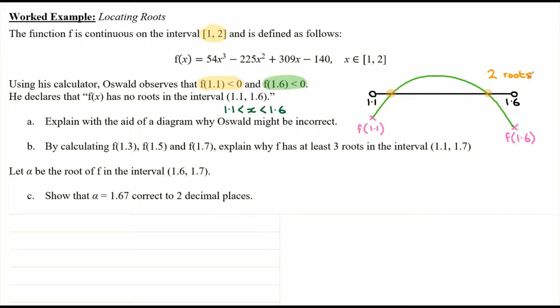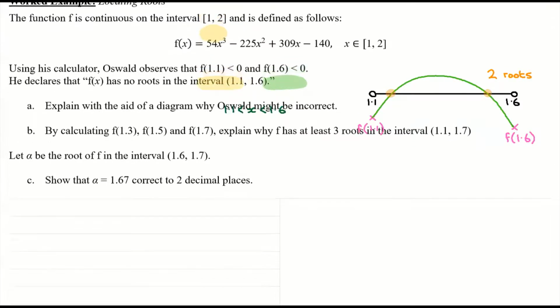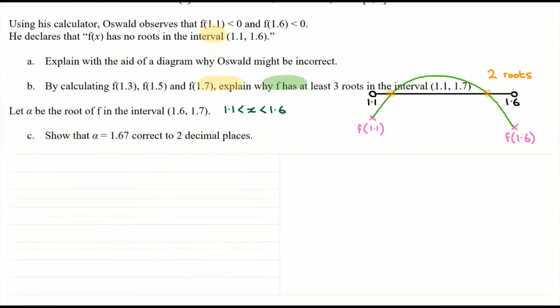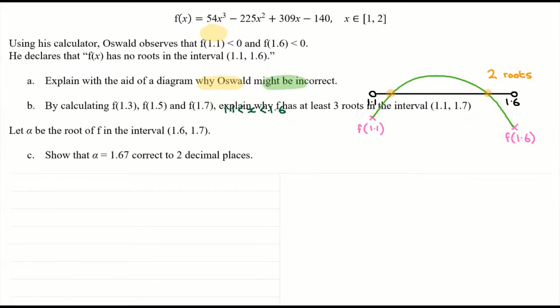Now for part B, we're told, by calculating 3 values of f, explain why f has at least 3 roots in the given interval. Okay, so let's just scroll down a little bit so we've got a bit more space. So I'm just going to move that down there. And I'll just need f on the screen as well. And we'll just erase some of this. Now then, in fact, I can get rid of this diagram as well.